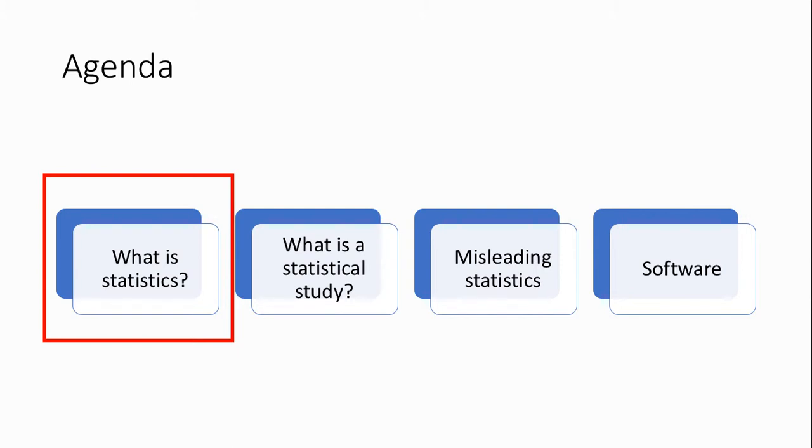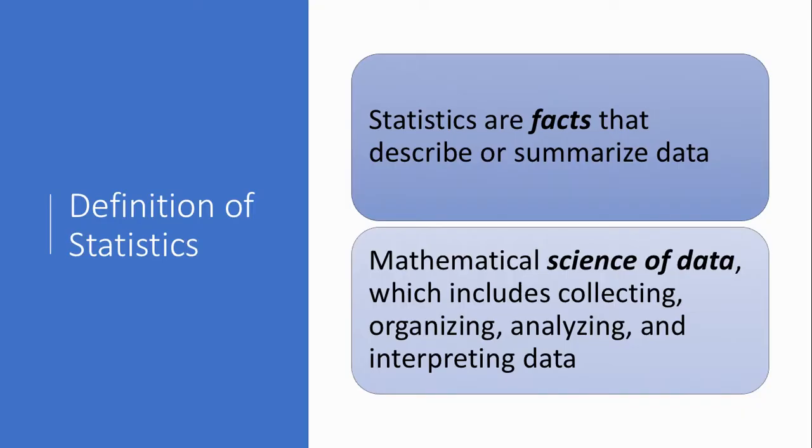So our agenda, we'll go over what is statistics, what is a statistical study, what are some examples of misleading statistics, and then we'll touch on some software that you may or may not be familiar with that you may see researchers and statisticians using, or you may in fact have some experience with. So statistics are facts that help describe or summarize data. It's also considered the science of data analysis, which can include how you collect, organize, analyze and interpret the data that you collect in a research study.